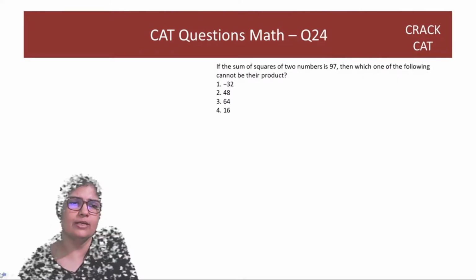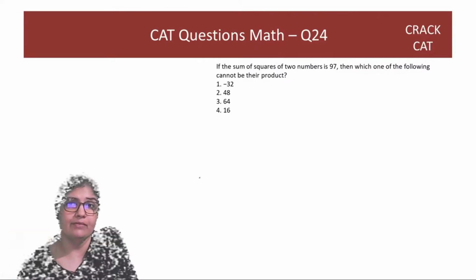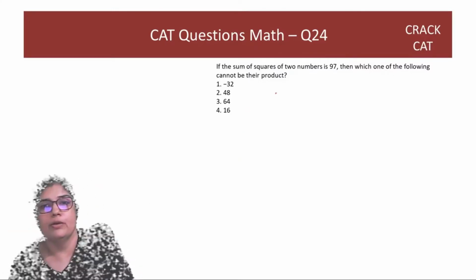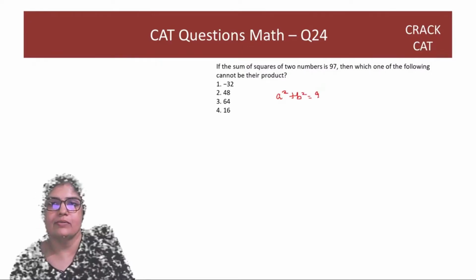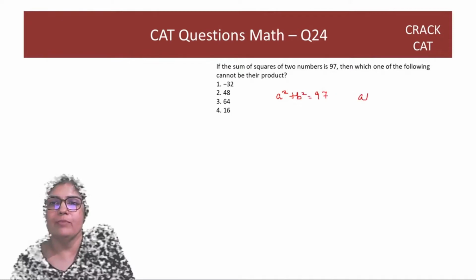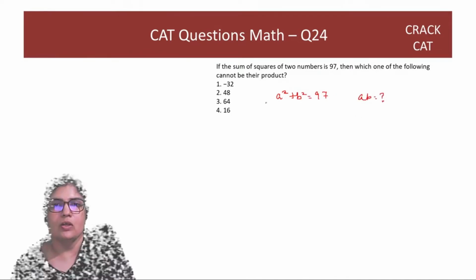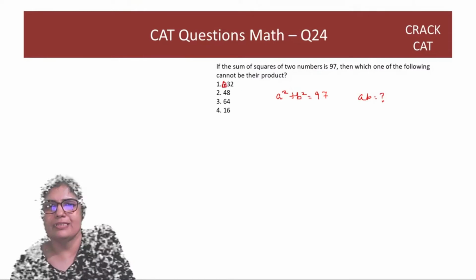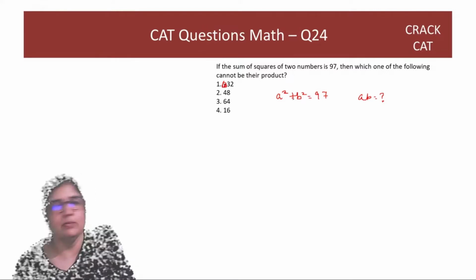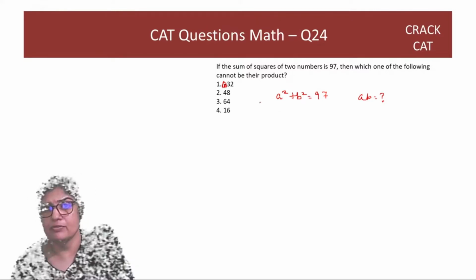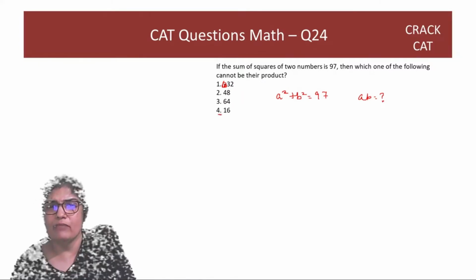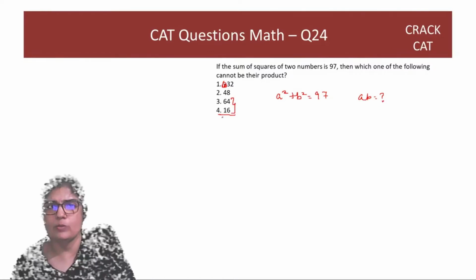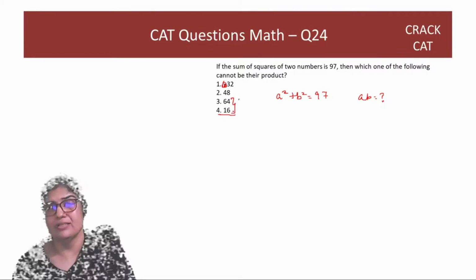If the sum of the squares of two numbers is 97, which one of the following cannot be the product? So a square plus b square is 97. So what value can ab not have? First of all, the minus sign is misleading. It doesn't matter because a can be positive or negative, b can be positive or negative. So both can be positive, right? And hence the minus 32 can happen. When you have questions of this sort, you should know that the answer will be one of these two, absolute value wise 16 or 64.